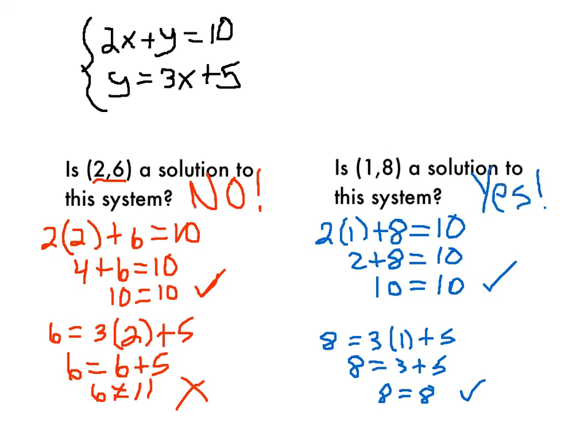What's coming up next is how do we find the solution? This was nice because you just had to check whether or not this ordered pair was actually a solution, but in the coming sections, you're going to use different methods to solve a system. You're going to find that ordered pair that works in both of those equations.